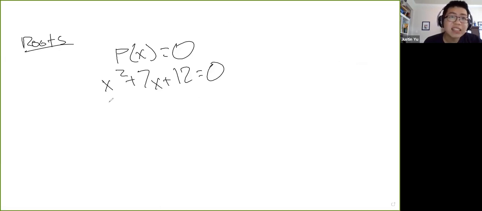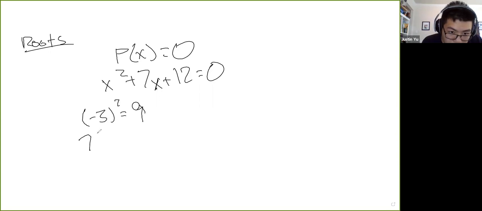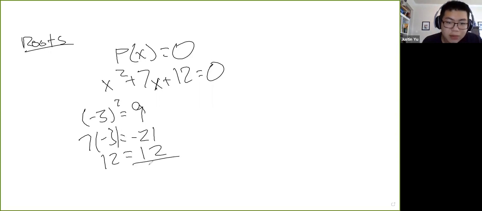Now, can anybody guess any particular values that work here? A lot of people are giving me the answers because they know these techniques. That's excellent, because there are techniques that we can use to get these quicker. It turns out that if we plug in -3, this will work. Now, why is that the case? Well, let's go ahead and plug it in. -3 squared is going to be equal to 9. 7 times -3 is -21. 12 is equal to 12. And when we add these up, yeah, it equals 0.